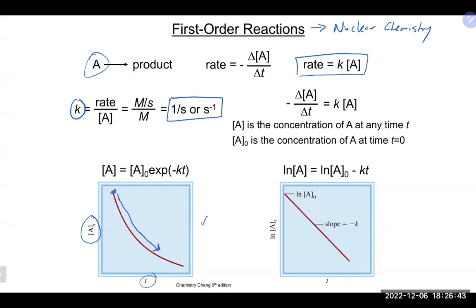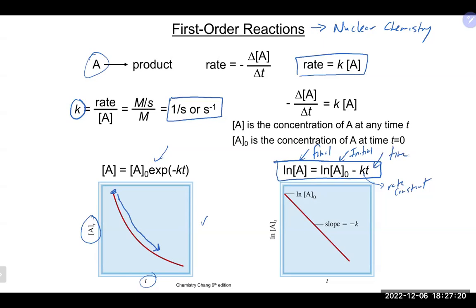But a lot of kinetics graphs are based on the linear relationship that you get. So if you go through this and do a little integration, you get what is sometimes referred to as the integrated rate law for a first order reaction. That is the natural log of A, your final concentration, equals the natural log of A naught, which is your initial concentration, minus kt. k is your rate constant, and t here is time, not temperature.